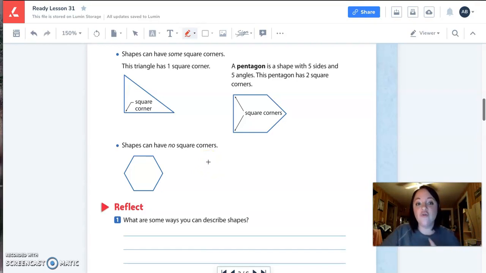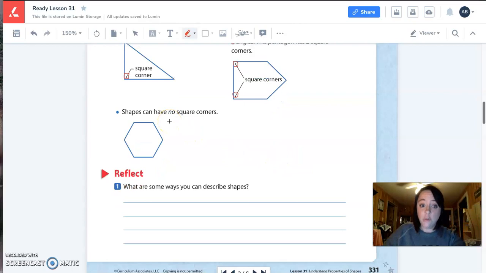Now, a triangle doesn't always have one square corner, but this one does. This one has one square corner because it forms a square in the corner. A pentagon is a shape with 5 sides and 5 angles. This pentagon has 2 square corners. I'm going to show you 1, 2 square angles. Now, just because it has 2 square angles doesn't mean it's only 2 angles, because there's 1, 2, 3, 4, 5 angles, just like it says right here.